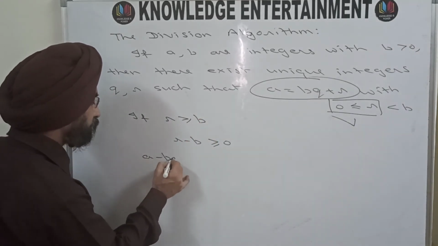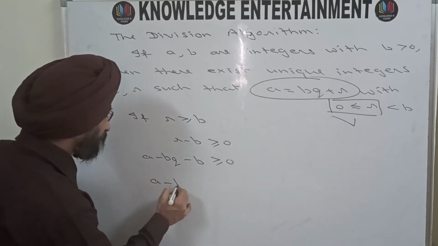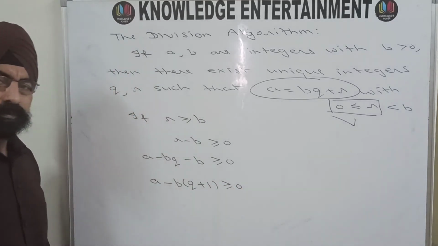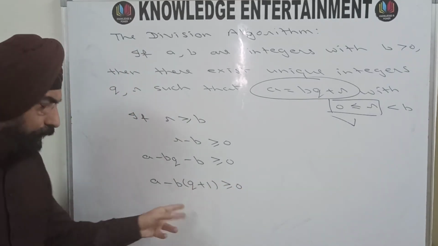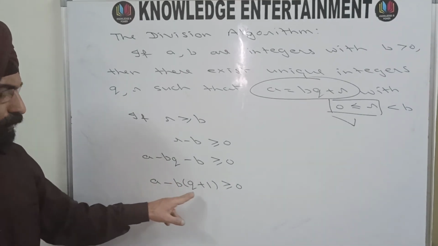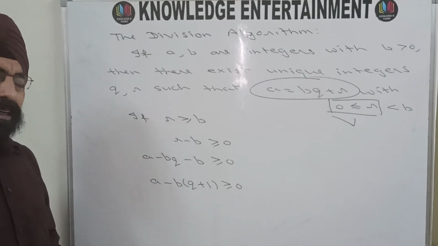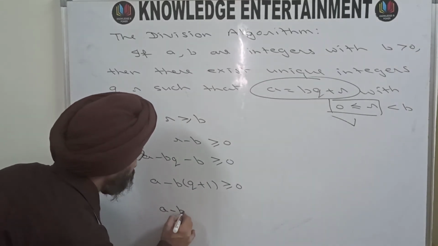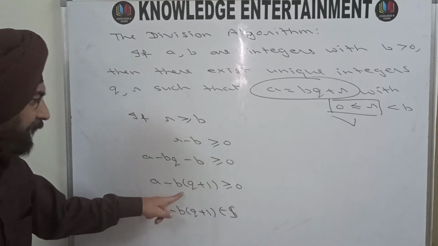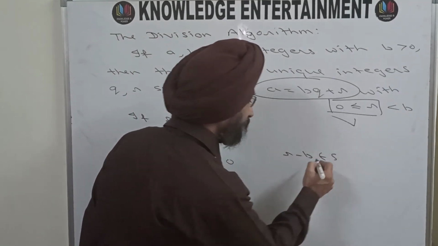So A minus BQ minus B is greater than or equal to 0. Or you can say A minus BQ plus 1 is greater than or equal to 0. It is also a number of the type A minus BK, and every number of the type A minus BK is a member of S. So this A minus BQ plus 1 belongs to S. But what it is actually is R minus B. So this means your R minus B belongs to S.